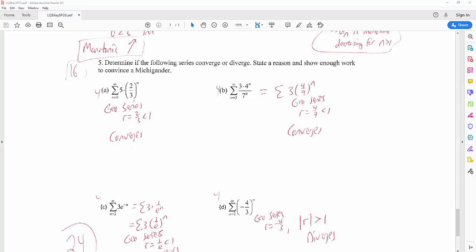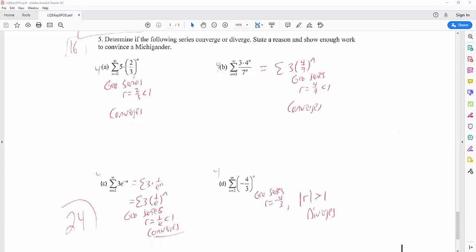So when I look at 5a, I immediately say that's a geometric series. R is equal to 2/3, which is less than 1. Series converges. So I've determined that it converges, and I have my reason there. It's a geometric series. R is 2/3, which is less than 1. For 5b, I just rewrote the series using rules of exponents as the series 3 times 4/7 to the n. Once I rewrite it like that, I see it's a geometric series. R is equal to 4/7, which is less than 1. It converges.